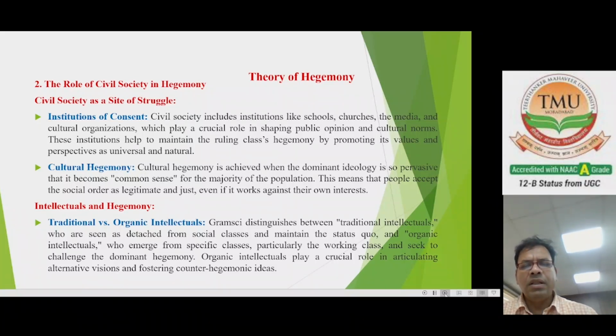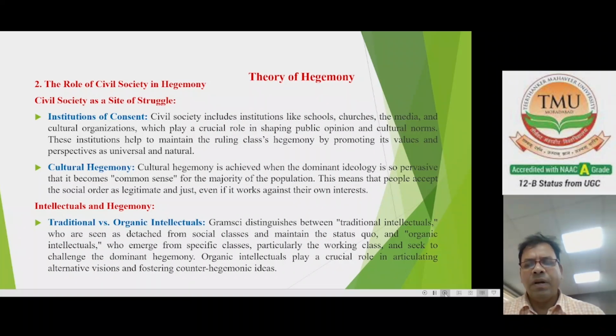Cultural hegemony is achieved when the dominant ideology is so pervasive that it becomes common sense for the majority of the population. This means that people accept the social order as legitimate and just, even if it works against their own interest. Intellectuals and hegemony: traditional versus organic intellectuals.